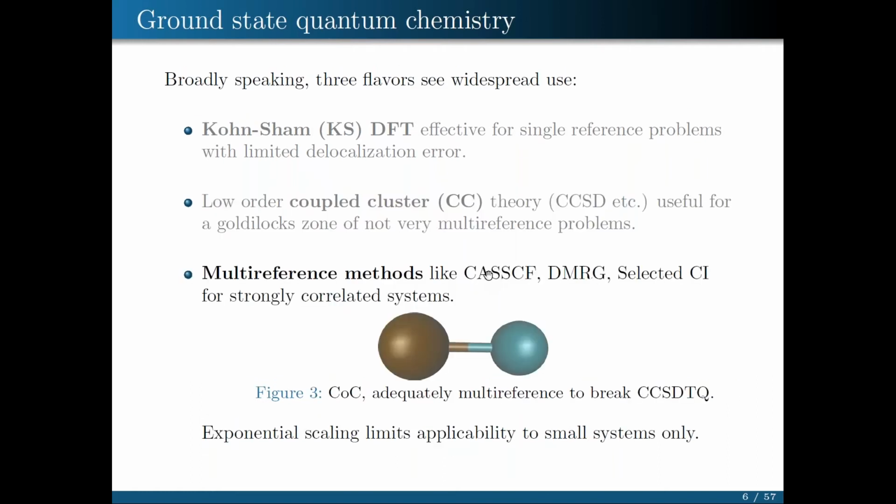For problems that are absolutely multi-reference with lots of determinants entering into the wave function, people tend to use explicitly multi-reference methods like CASSCF, DMRG, or selected CI, such as for this cobalt carbide molecule, which is adequately multi-reference to break even CCSDTQ, and thus an explicit CI-based method is probably the best way to go about this. Exponential scaling of these methods limits applicability of this type of approach to small systems only.